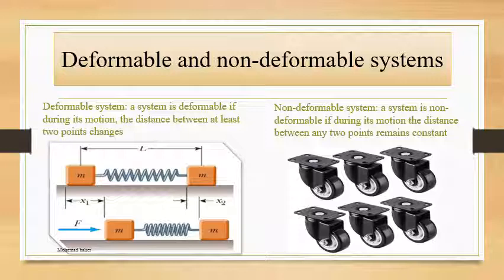Therefore, as a conclusion, when the distance between two points of a system changes, then this system is considered a deformable system. But when the distance between any two points remains constant, then this system is considered a non-deformable system.